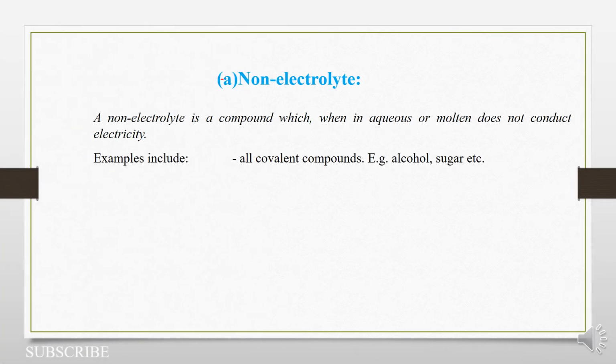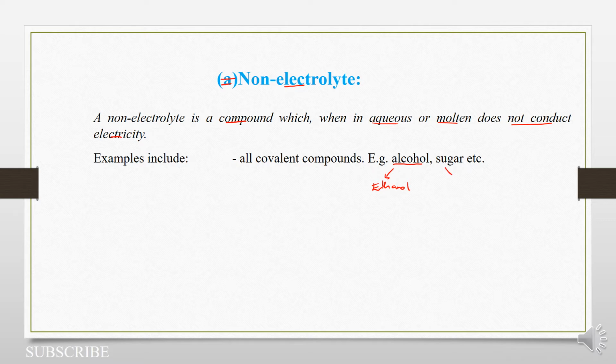Secondly, we have a non-electrolyte, and just like a non-conductor, it is a compound which, when in aqueous or molten form, does not conduct electricity. So you have a substance, you have dissolved it in water, or you have tried to melt it into its liquid form, but still it does not conduct electricity. For example, alcohol, say ethanol. When you look at ethanol, it's a liquid. You might ask, why isn't it conducting electricity? Because it is a non-electrolyte.